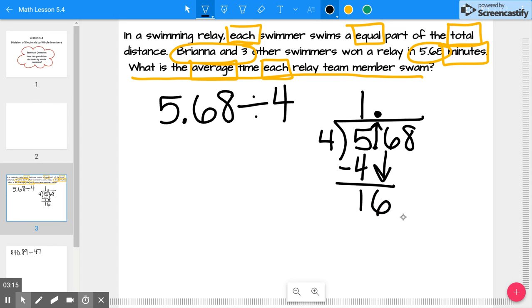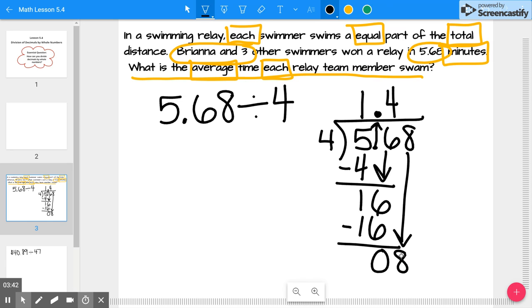So now I divide. 16 divided by 4. Well, 16 divided by 4 is 4. And I'm putting my numbers right on top of the numbers that I'm working with, keeping everything lined up. So now my next step is to multiply. 4 times 4 is 16. My next step is subtract. 16 minus 16 is 0. Then I check. Can I do 0 divided by 4? I can't. So I need to bring down that 8.